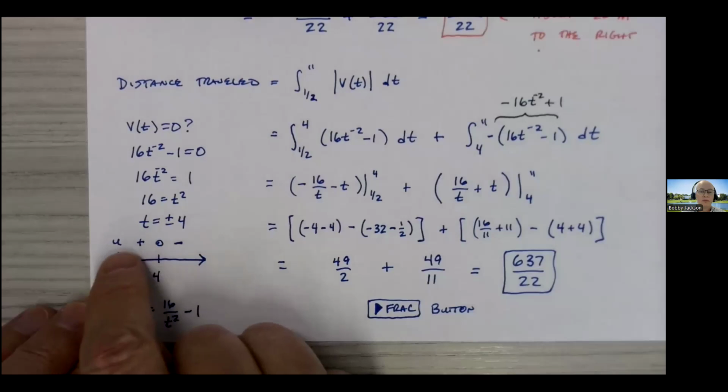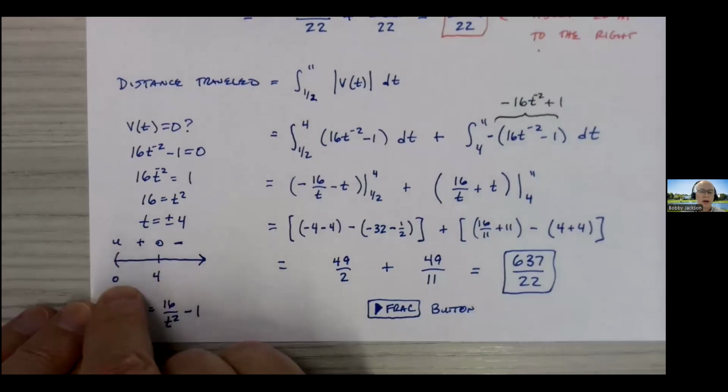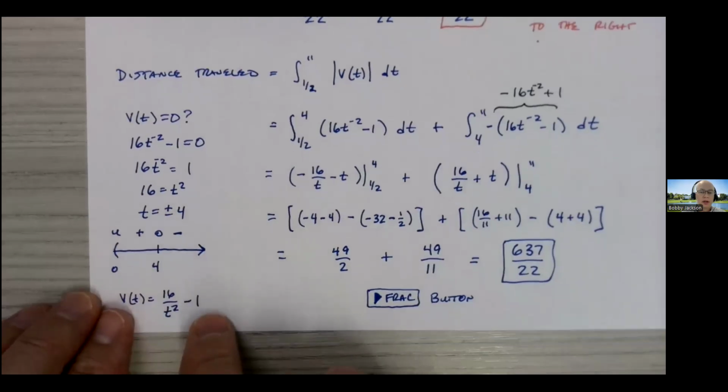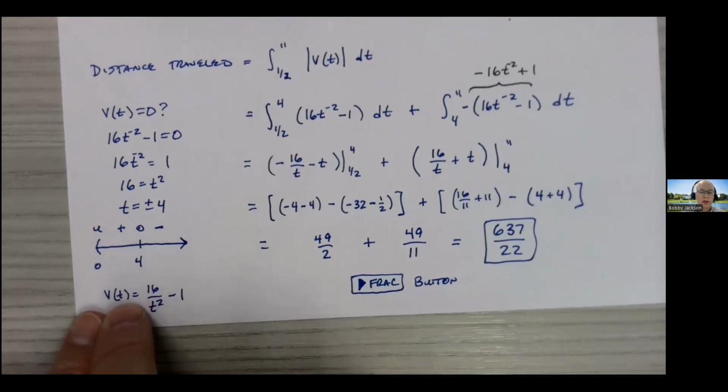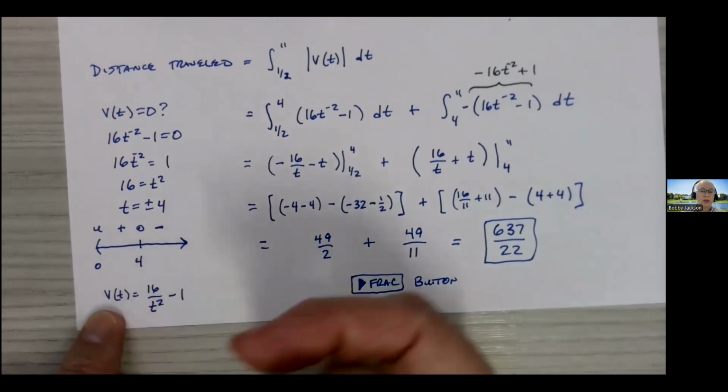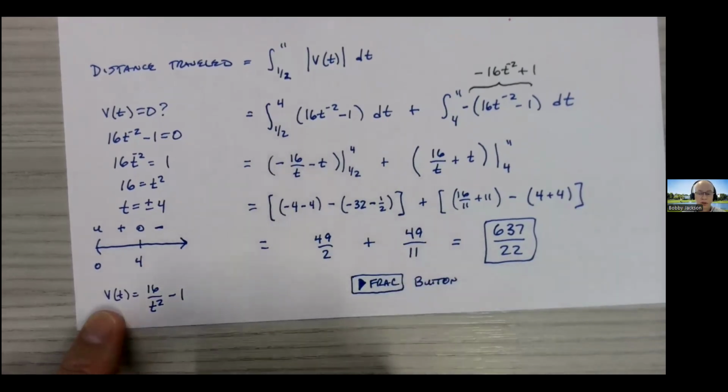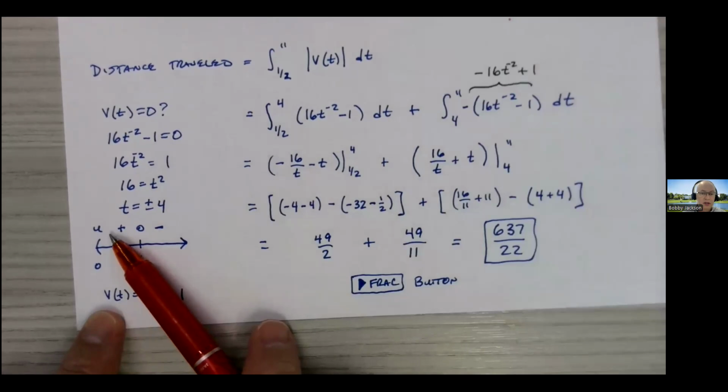This is a sign chart of my velocity. I just put undefined at 0. If I pick any number between 0 and 4 and plug it into the velocity function, here it is. Of course, 16 t to the negative 2 is 16 divided by t squared. So if I take 1, for instance, what's the velocity at 1 second? Well, 16 divided by 1 squared is 16, minus 1 is 15. So at 1 second, you're going 15 meters per second. But the bottom line is the velocity is always positive between 0 and 4.